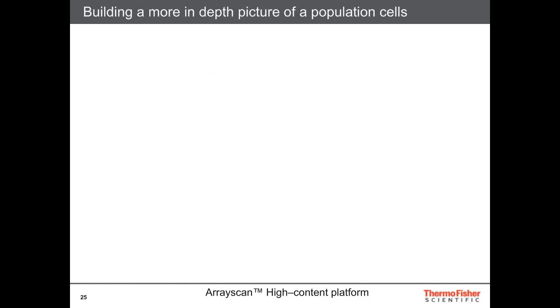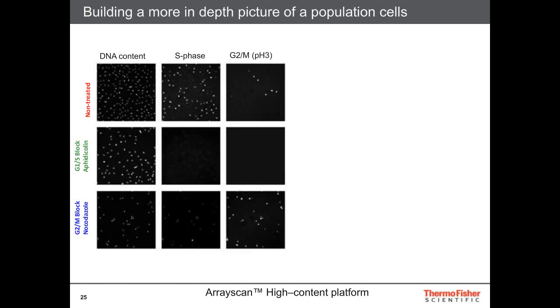So EdU is very useful for looking at proliferation, but it can actually tell you other aspects of cell biology. We can combine it with DNA dyes to look at DNA content, and antibodies against specific markers of the cell cycle. Here we're using DAPI for DNA content, to tell us the 2N and 4N populations. We can use these S phase markers to tell us which cells are in S phase. And then here we're using phosphorylated histone H3 as a G2/M marker.